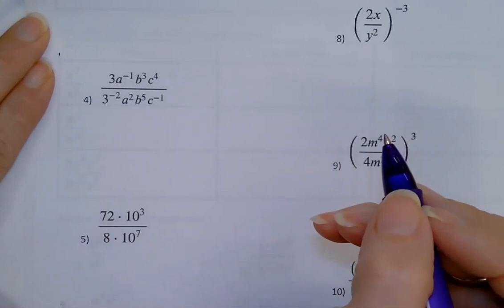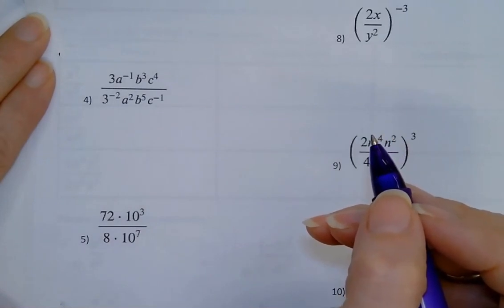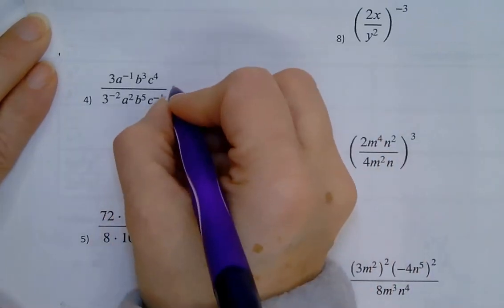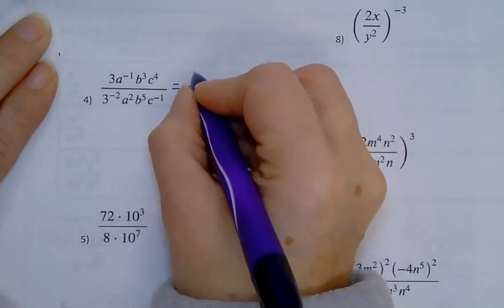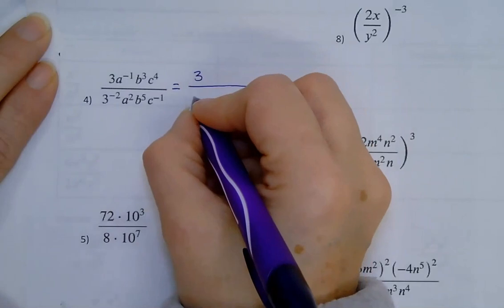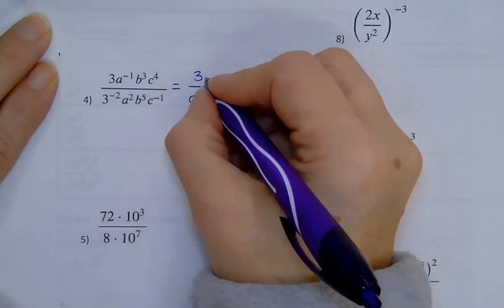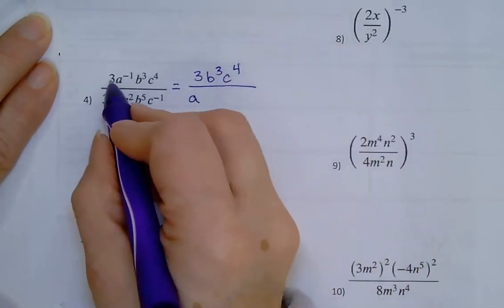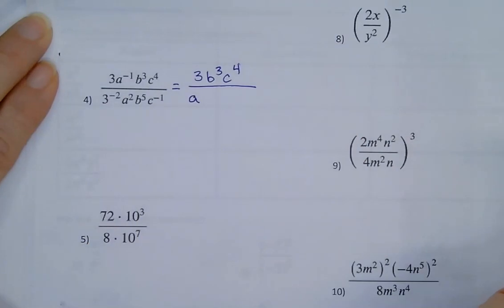All right, for these, I think my approach is going to make everybody have a positive exponent. It's just going to make things a little smoother. So I'm going to keep 3 in my numerator, and I'm going to move a to the negative 1 down to the denominator, so it becomes a to the 1. b cubed is going to stay in the numerator, and c to the 4th is going to stay in the numerator. I've taken everything that was in the numerator and made it have a positive exponent.